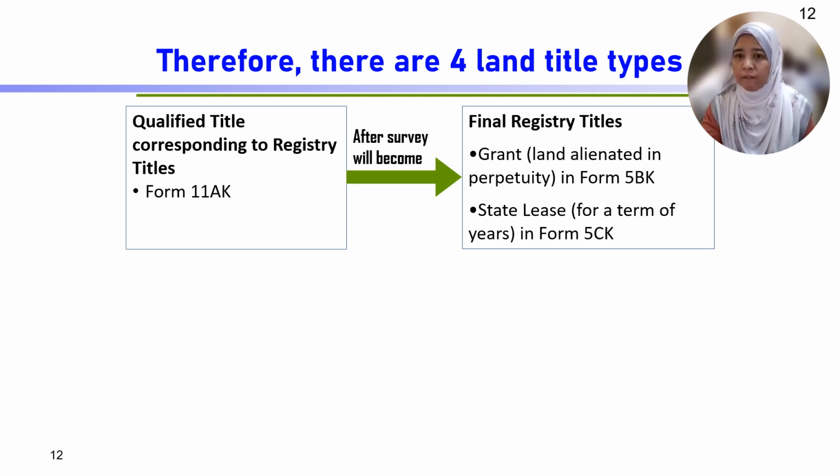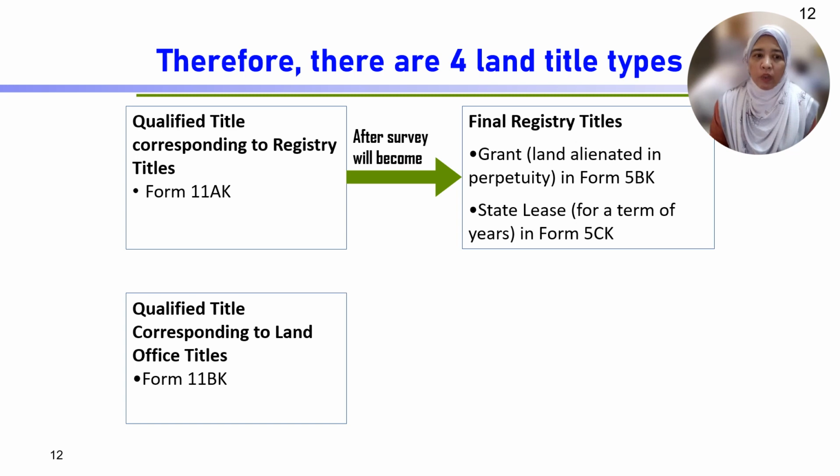So 5B for geran, the final title is under freehold. 5C is for pajakan negeri, the title is under leasehold. Now, what about land office? The qualified title corresponding to land office titles, the form used is 11B.